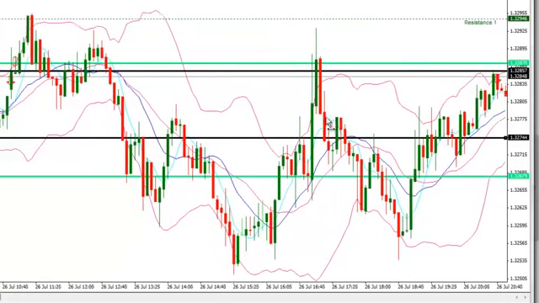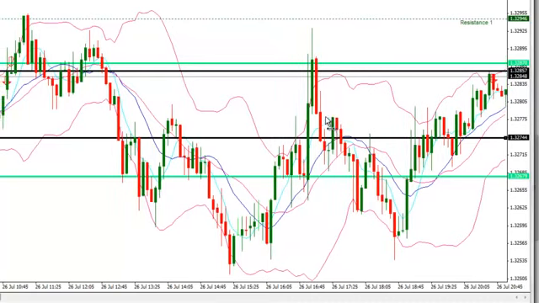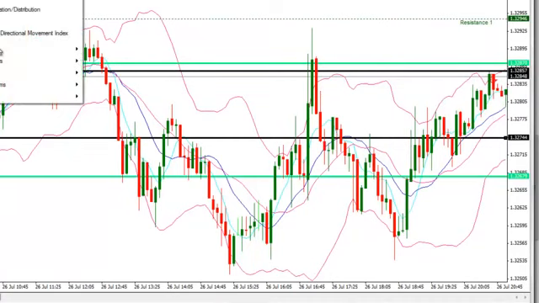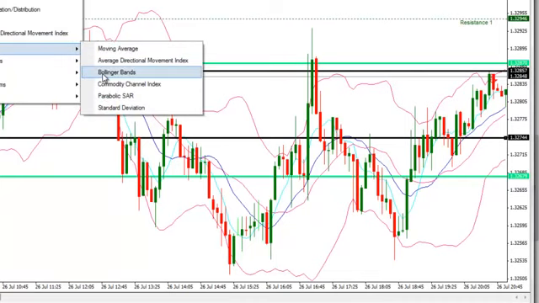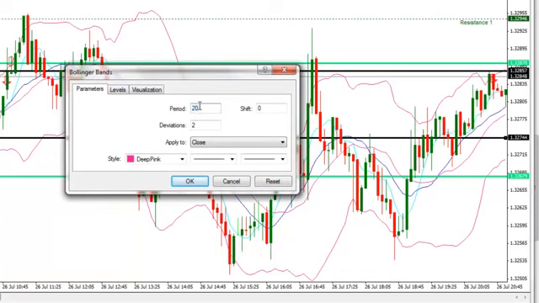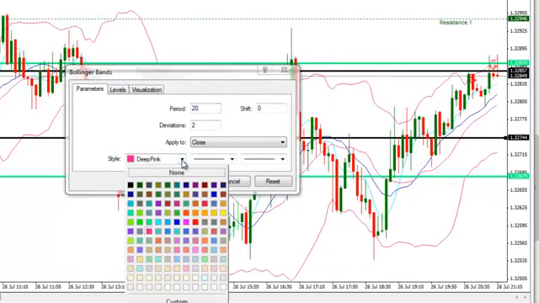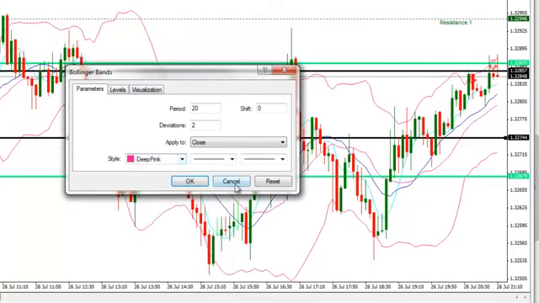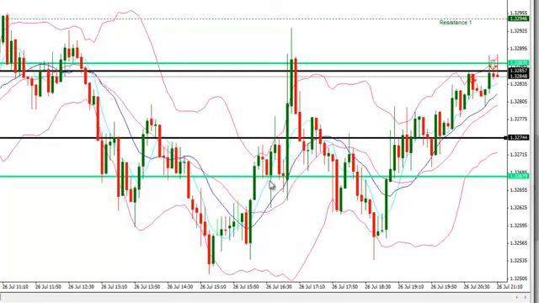A lot of people, once again, want to know about entry point. And we just saw it moved outside this top pink band. To add the Bollinger Band to your chart, you go to Indicators, Trend, then Bollinger Bands. Click that. The period I put at 20, and then I go with a color that's recognizable to me, and then click OK.